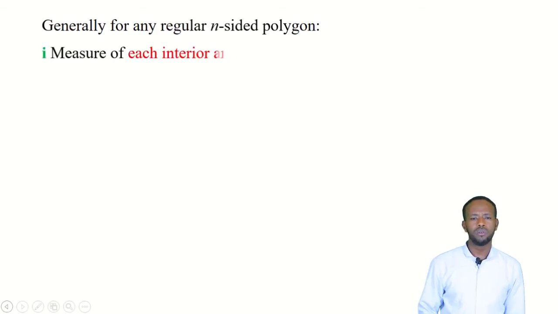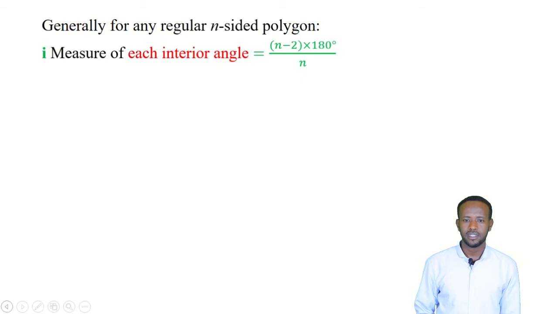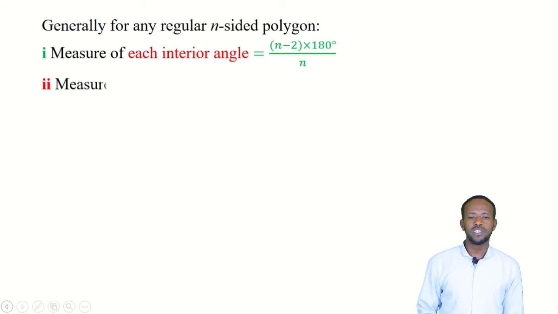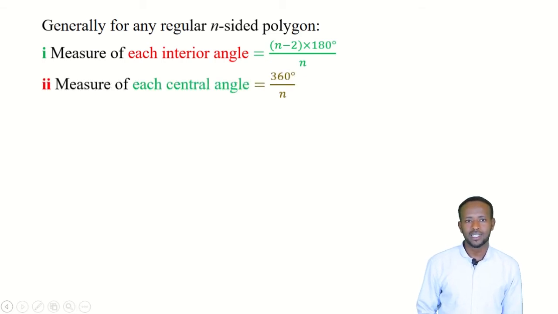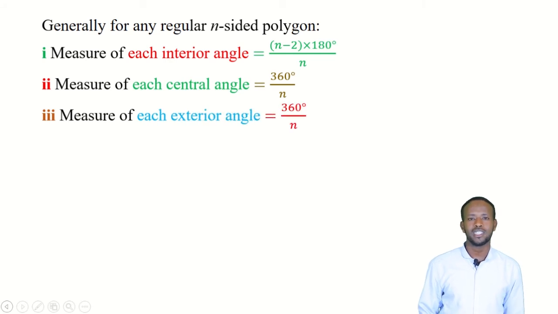Generally, for a regular n-sided polygon, first, the measure of each interior angle is obtained by n minus 2 times 180 degree over n. Second, the measure of each central angle is obtained by what? 360 degrees over n. Again, the measure of each exterior angle is equal to 360 degrees over n.